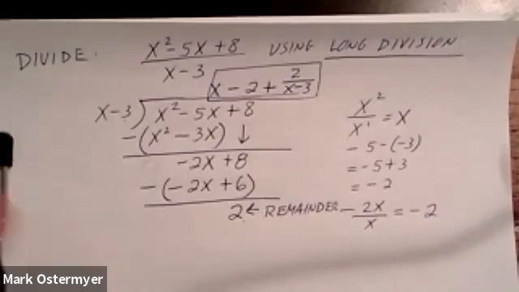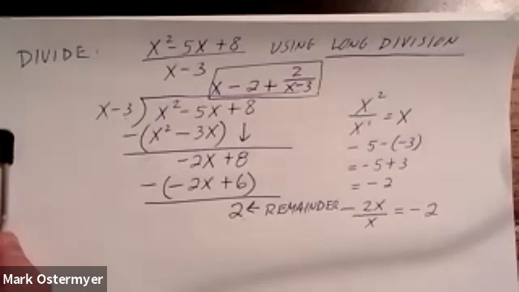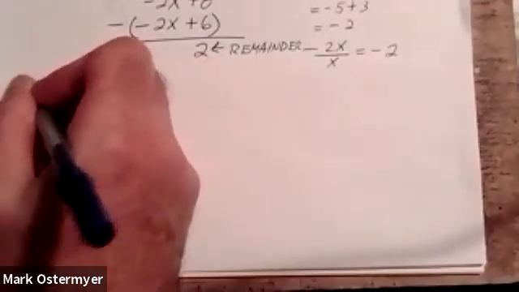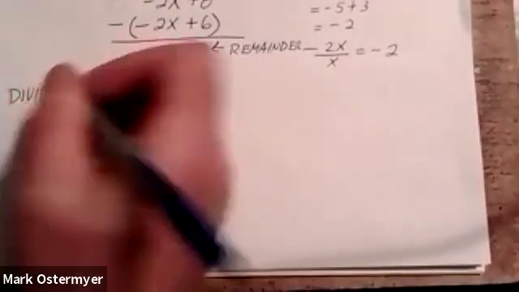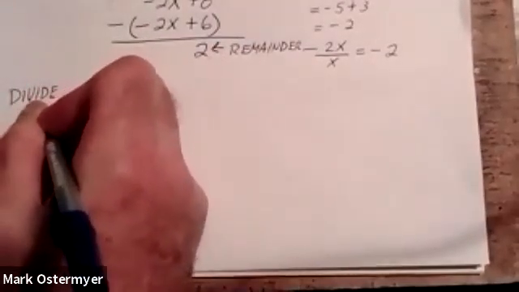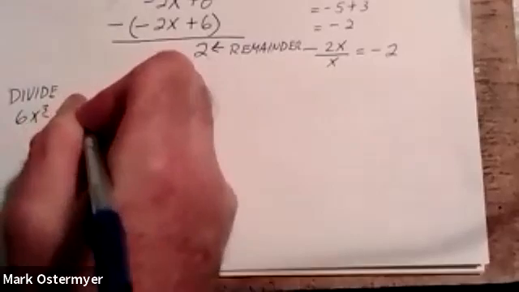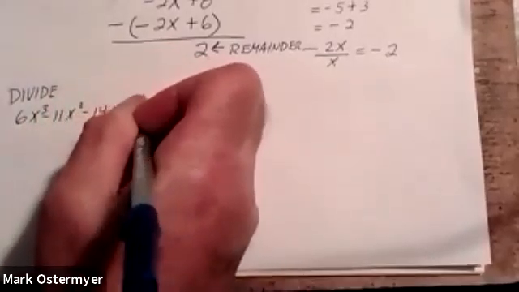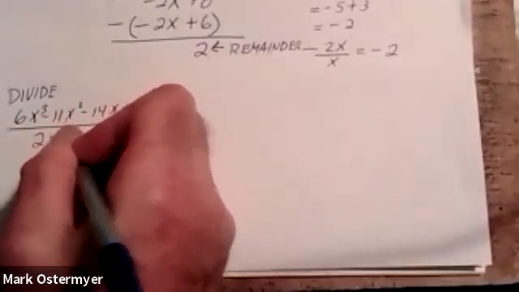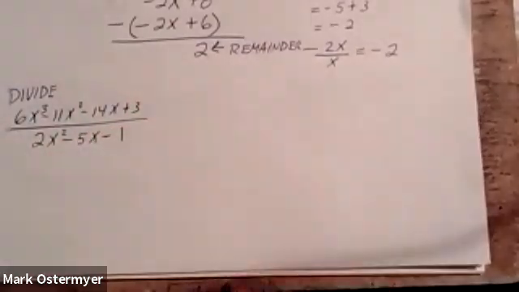All right, let's try another one here. Now this next one, I'm going to try to divide by not a binomial, but by a trinomial. Do you think we're up to the task? I think we're ready for that. So let's try to take 6x cubed minus 11x squared minus 14x plus 3, and divide this polynomial by this trinomial, 2x squared minus 5x minus 1, using long division.